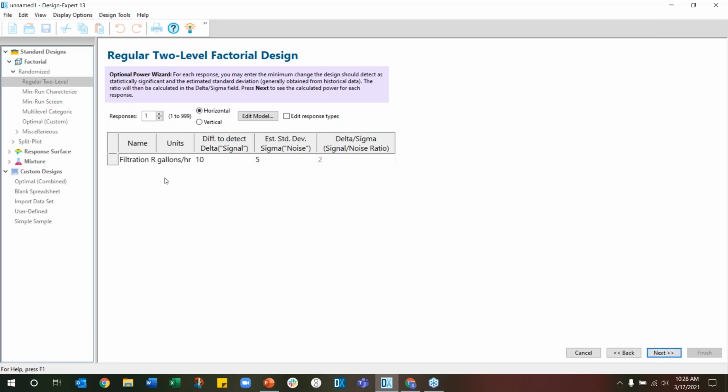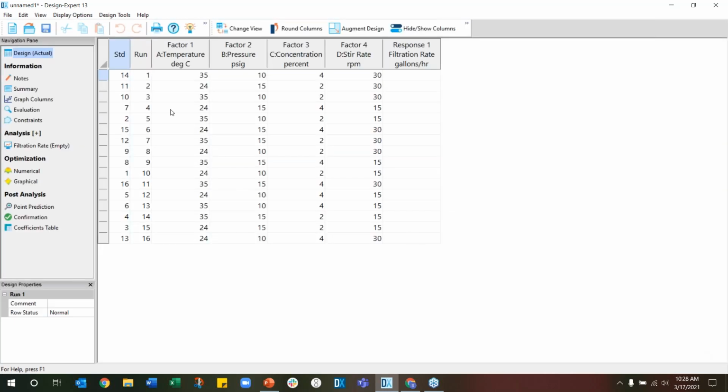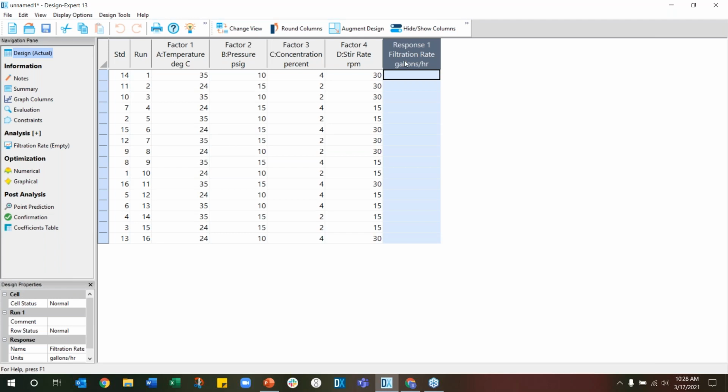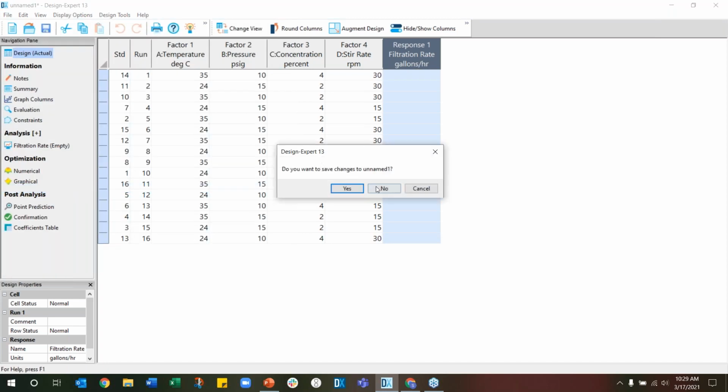All right, then the next page allows you to enter your response name, and you could have lots of responses. We're just looking at one here, but you can certainly have more than one. And the software gives you a power, and then it builds the design for you, at which point you have to go out and physically run these experiments and then type in the data. So let me get this open again with the data.